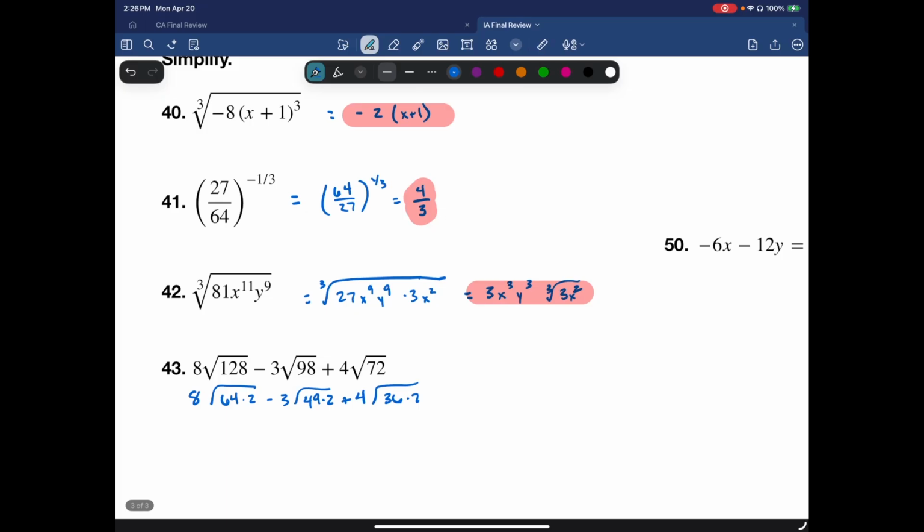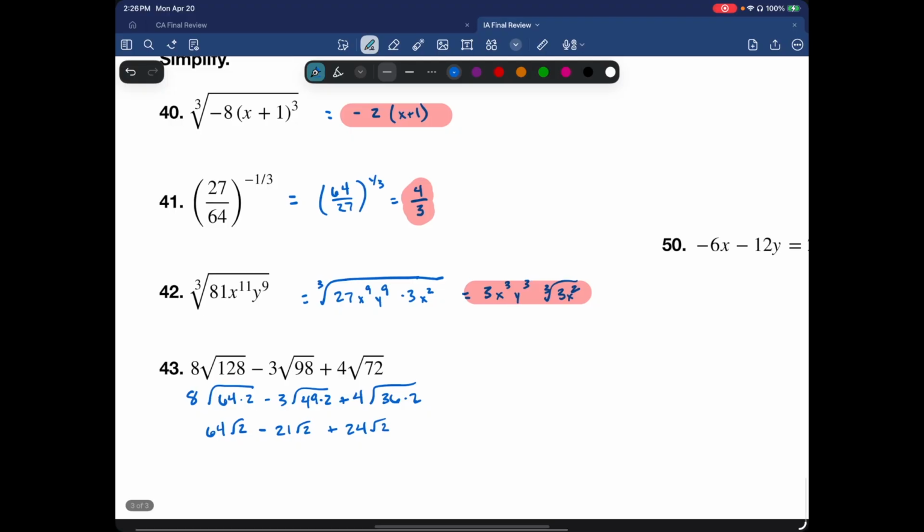So the square root of 64 is 8, and there's already an 8 out there, so 8 times 8 is 64. So I've got 64 square root of 2, minus the square root of 49 is 7. 7 times 3 is 21, so I've got 21 square root of 2, plus the square root of 36 is 6, 6 times 4 is 24, so I've got 24 square root of 2. All right, so 64 minus 21 plus 24. That's going to give you 67 square root of 2.